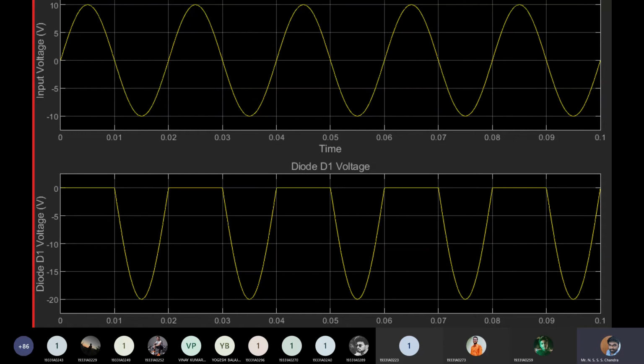That's the major difference between the bridge rectifier and the center tap rectifier configuration. In the bridge rectifier configuration, what is the peak inverse voltage value you are seeing? Vm. And in the half wave rectifier? In the half wave rectifier also it is Vm, whereas in a center tapped configuration, the peak inverse voltage value is equal to 2Vm.